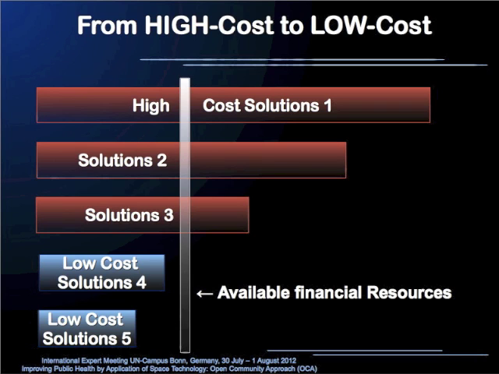Visualized in this figure, we have three solutions, one high-cost solution, solution two, and solution three that exceed the available financial resources. And furthermore, there are low-cost solutions four and five, which do not exceed the available financial resources. The provision of low-cost solutions can provide risk mitigation strategies in areas where no solutions were available before due to the financial constraints of a member state or an agency.